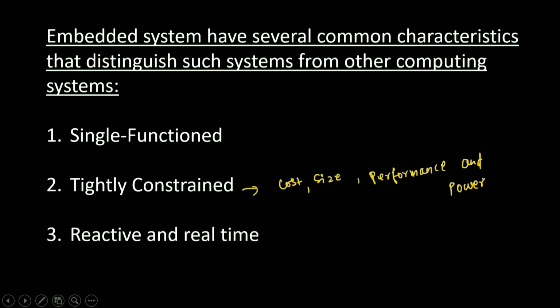The third one is reactive and real time. Many embedded systems must continually react to changes in the system environment and must compute certain results in real time without any delay. For example, a car's cruise controller continuously monitors its speed and reacts to speed and brake sensors. It must compute the acceleration or deceleration amount again and again within a limited time.